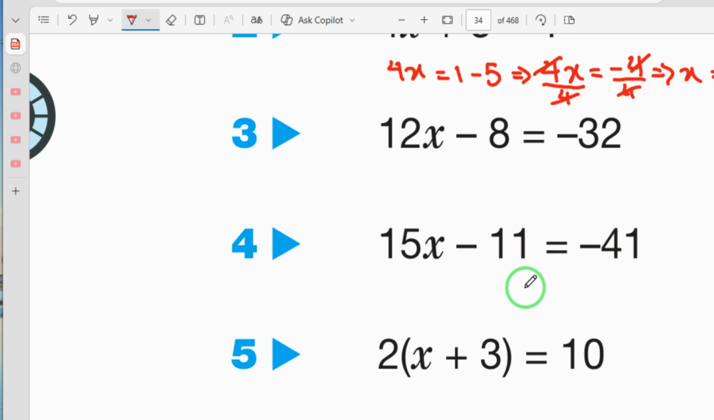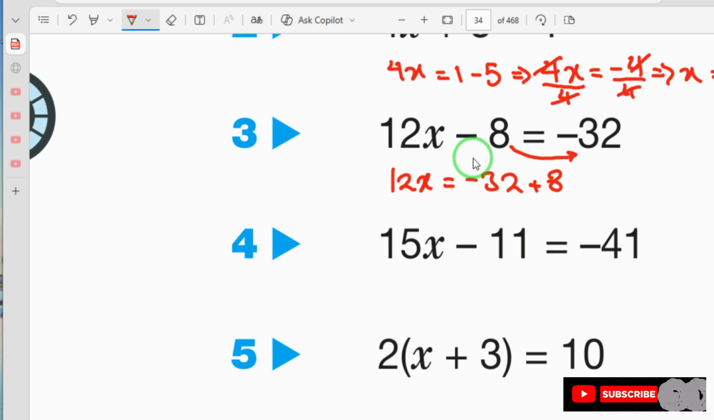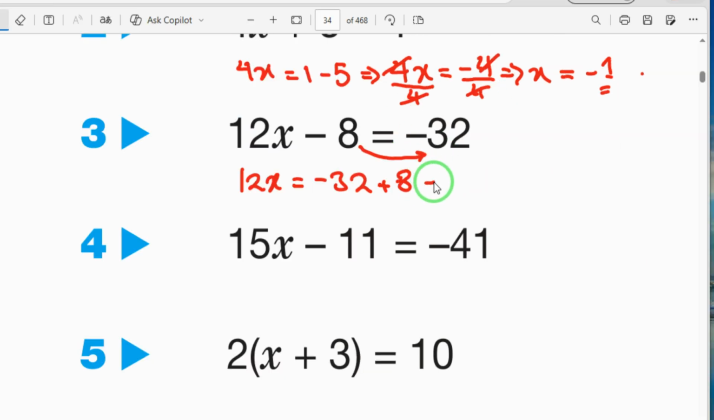Question number 3, we write here 12x as itself. It's equal to minus 32, and we carry minus 8 to the right side, and it becomes positive plus 8. Keep in mind that all the time, when we carry one term or one number from one side of the equation to the other side of the equation, its sign changes from negative to positive and from positive to negative. So here 12x equal to minus 32 plus 8, which remains only minus 24.